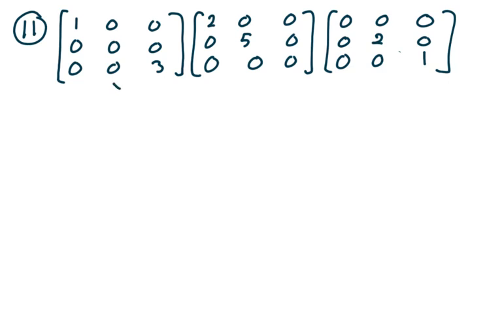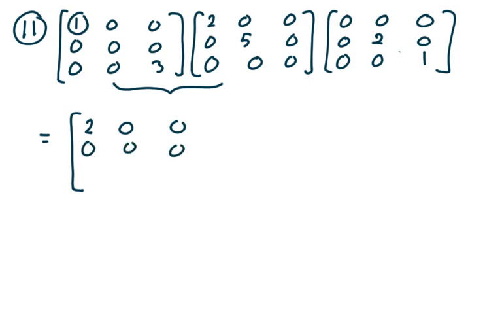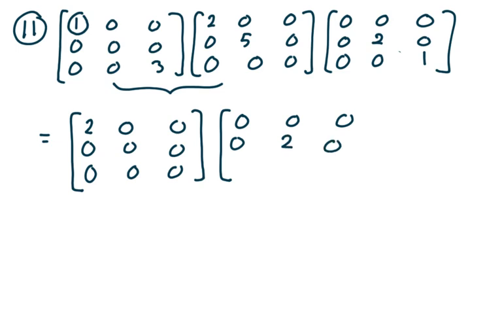Now, look at the first two matrices. I'm going to take 1 times every entry in the first row of the second matrix. So I'm going to get 2, 0, 0, and then 0, 0, 0, and then I'm going to get 0, 0, 0 for the third row too, which is kind of interesting. And then I'm going to multiply by 0, 0, 0, 0, 2, 0, 0, 0, 1.